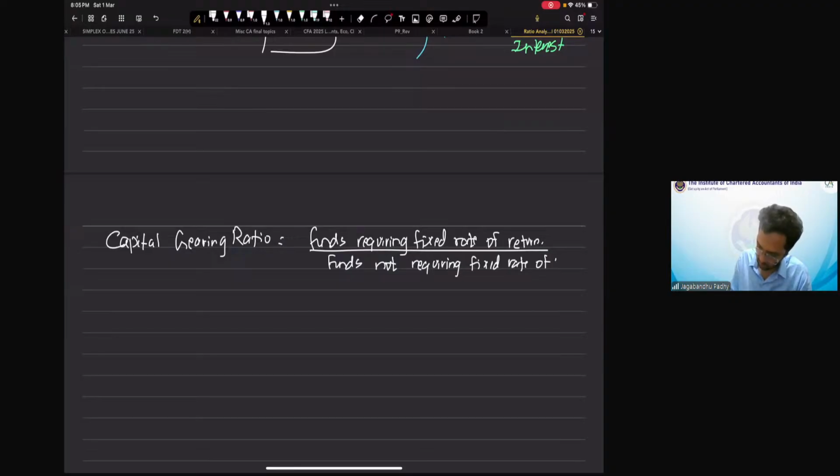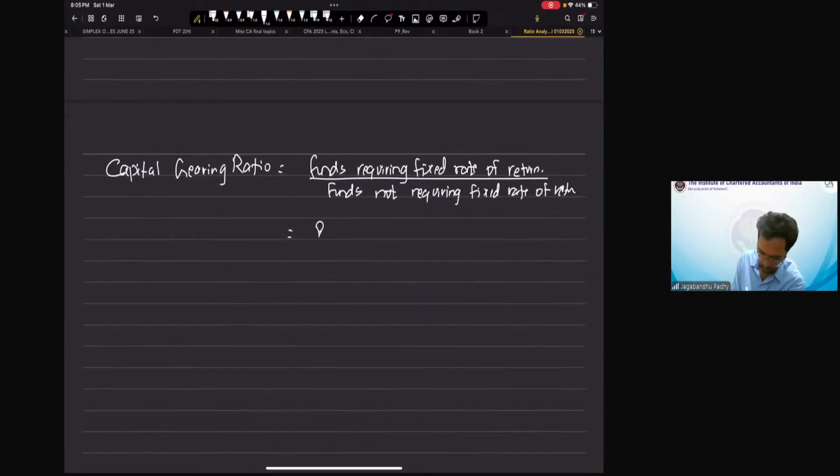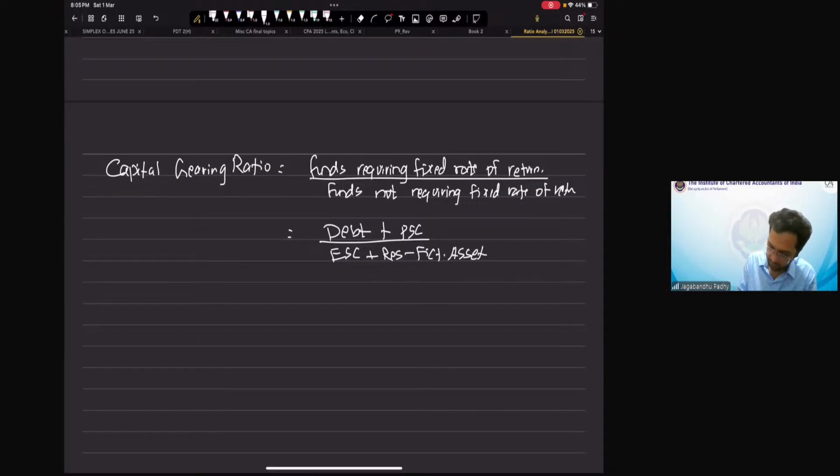Now, which are the funds that require fixed rate of return? Of course, borrowings, or we can say debt, plus preference share capital, upon which are the funds that do not require fixed rate of return. It's obviously equity share capital plus reserves minus fictitious assets. This capital gearing ratio is a measure of financing risk. It's a measure of financing risk, right?